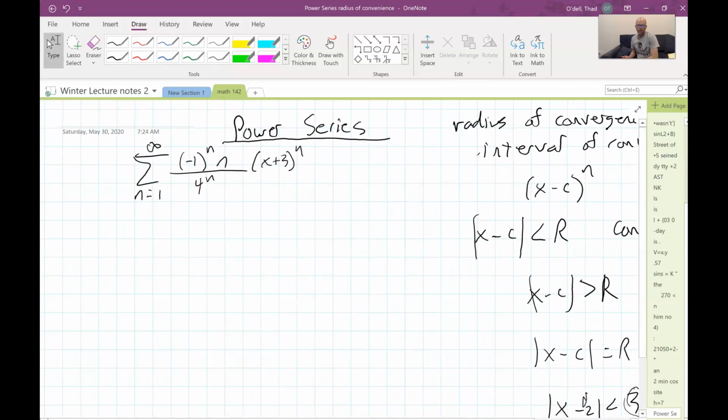Now let's look at this specific one. So we can tell right away that the center is -3, right? Because of what we just talked about over here, right?